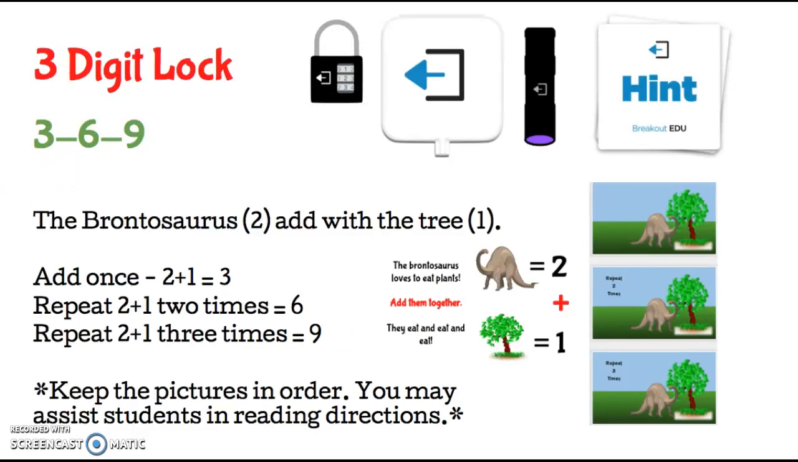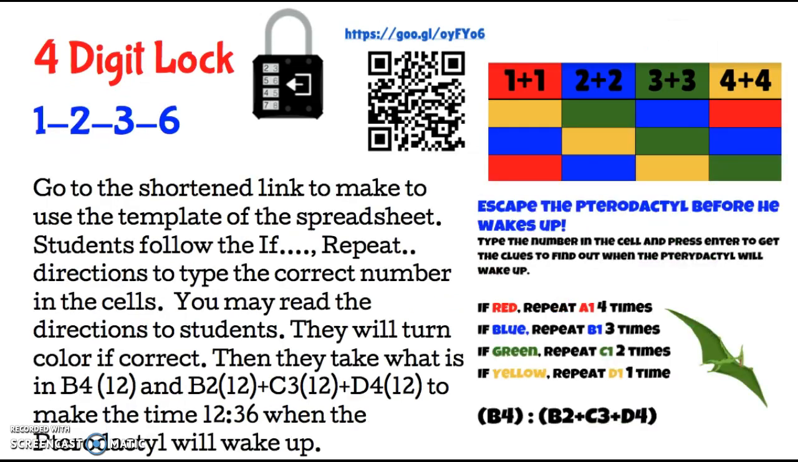If your students are able to, and you don't think you need to tape them down in order, you may do that as well. For the 4-digit lock, students will scan or go to the shortened URL link for the QR code here for the 4-digit lock puzzle. It will take them to a Google Sheet. The Google Sheet gives them these directions here that they have to, if red, repeat A1 4 times. So for example, if it's red, down here, they have to repeat A1, which is this one, 4 times. So 1 plus 1, 1 plus 1, 1 plus 1, 1 plus 1. So they'll get those different things there.